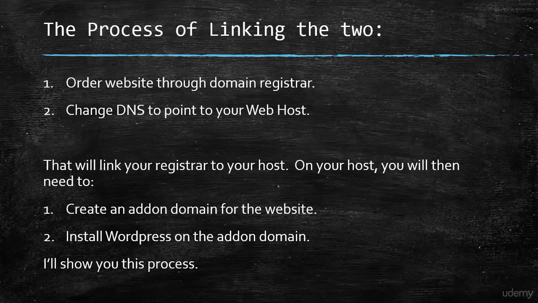The process of ordering a domain through your domain registrar and linking it to your web host can seem a little bit confusing to people when they're first starting out, but it's essentially very easy. You order the website through the domain registrar and then you change a setting inside your domain registrar called the DNS so that the DNS points to your web host, and your web host will give you the DNS to insert. So all you need to do is get the email from your web host, look for your DNS numbers, and then insert them into the registrar, and the two will be linked.